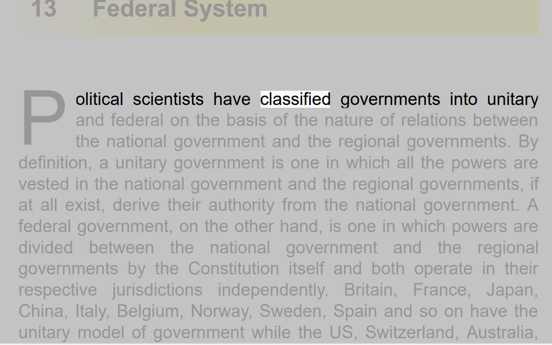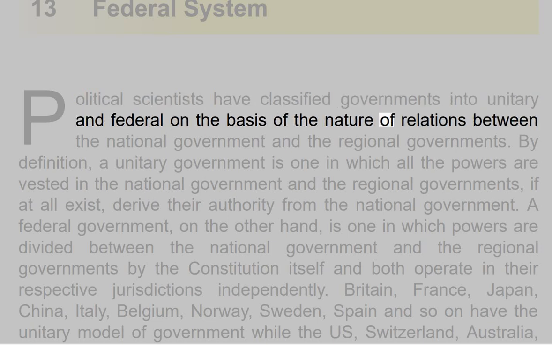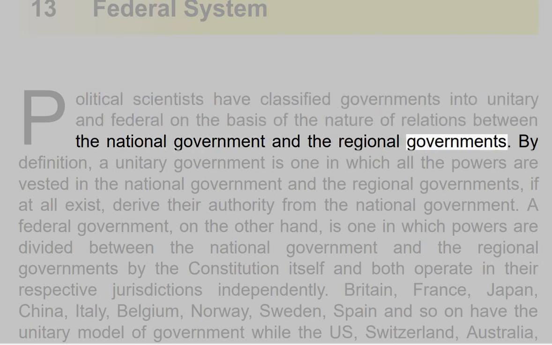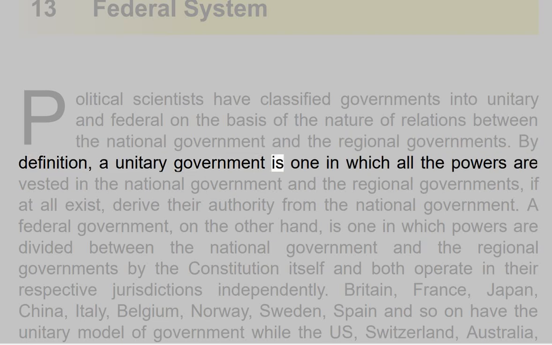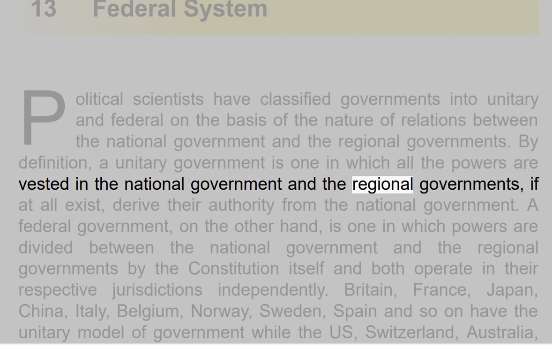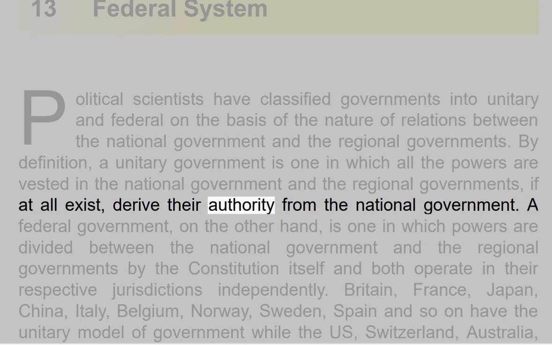Federal System. Political scientists have classified governments into unitary and federal on the basis of the nature of relations between the national government and the regional governments. By definition, a unitary government is one in which all the powers are vested in the national government and the regional governments, if at all exist, derive their authority from the national government.